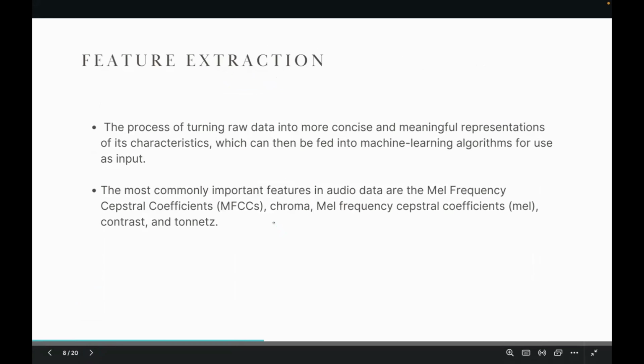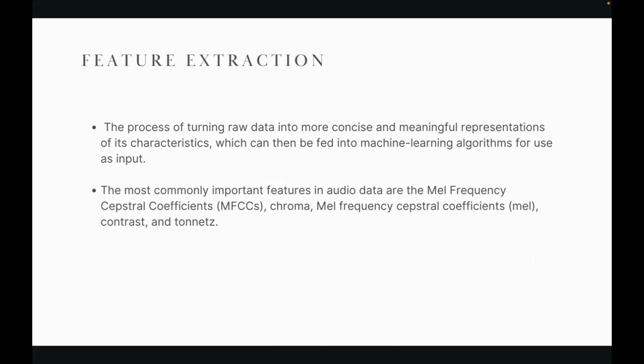After getting the data, we had to do feature extraction, because turning the raw data into a more unique representation of its characteristics is very important, so it can be fed into a machine learning algorithm as an input. In working with audio files, the most commonly important features are the MFCC, chroma, mel frequency, contrast, and tonnetz. We extracted all of these features from the audio files using the Librosa library in Python, which returned a feature vector representing the features, which helps in enhancing the results of the machine learning models.